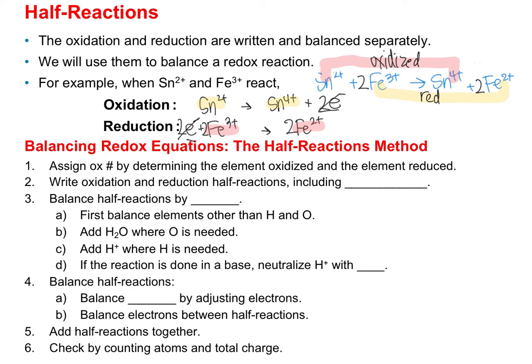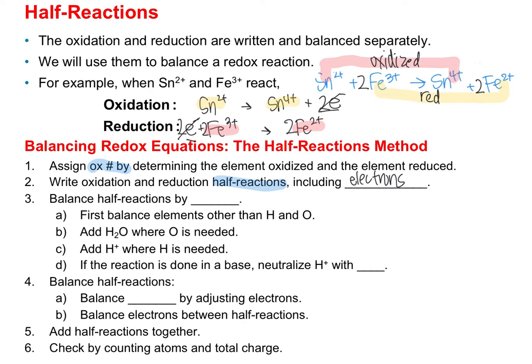So first thing we're going to do is, in our skeletal reaction, we're going to assign oxidation numbers to each element, and we'll figure out who is being oxidized and who is being reduced. Then you're going to write out your half reactions. The element being oxidized is going to be 1 half reaction, and then you write the reduced one. And you'll want to also include electrons on this and charges.